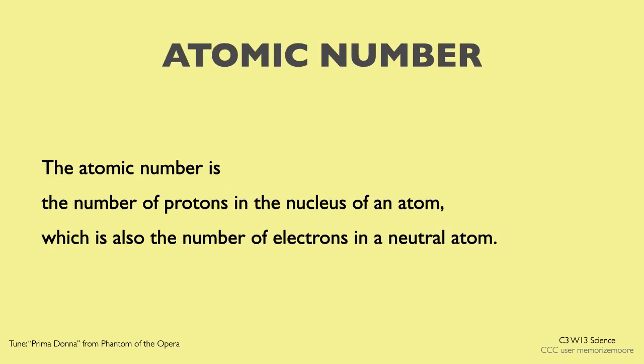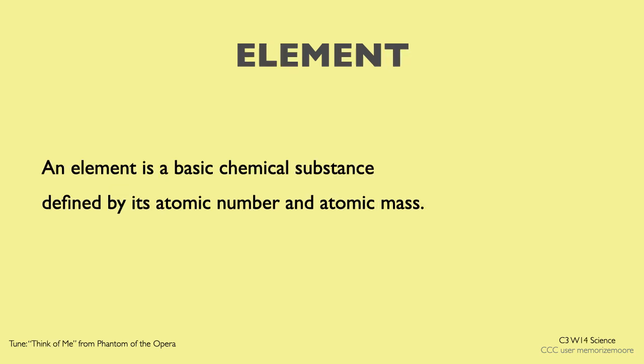The atomic number is the number of protons in the nucleus of an atom, which is also the number of electrons in a neutral atom. An element is a basic chemical substance defined by its atomic number and atomic mass.